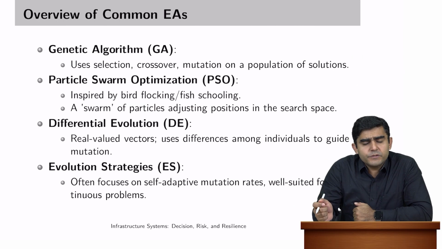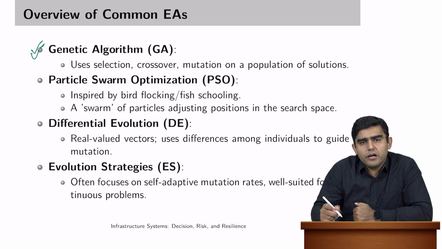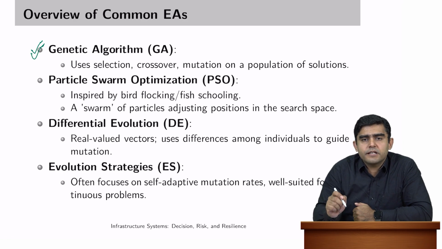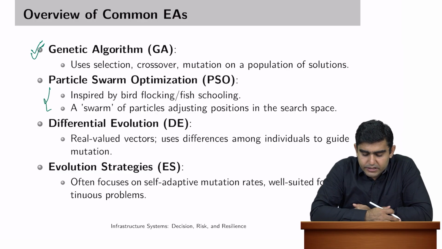So, some of the commonly used evolutionary algorithms that some of you might have already heard about include genetic algorithm. This is going to be our point of discussion today. We are going to cover mathematics with examples as applied to simple problems as well as infrastructure problems in detail. In our subsequent lectures, we will talk about particle swarm optimization.